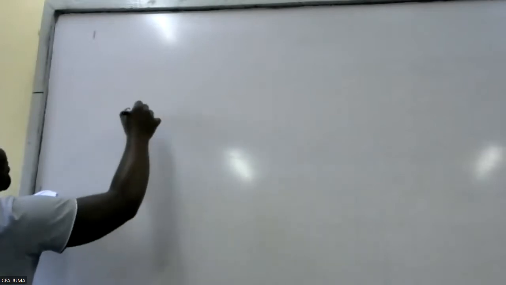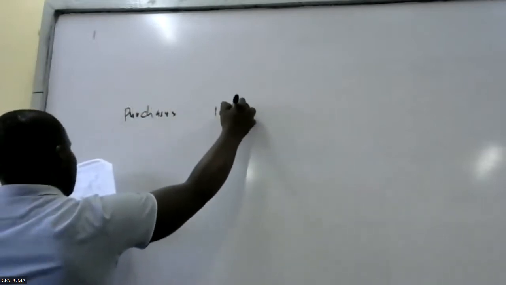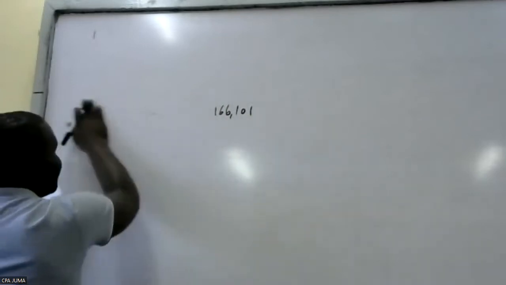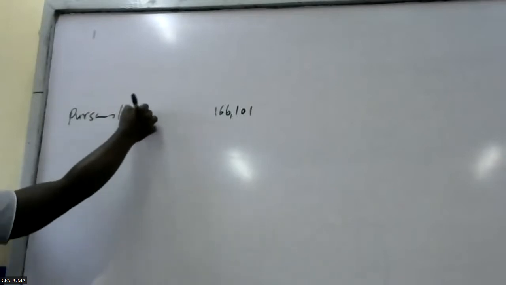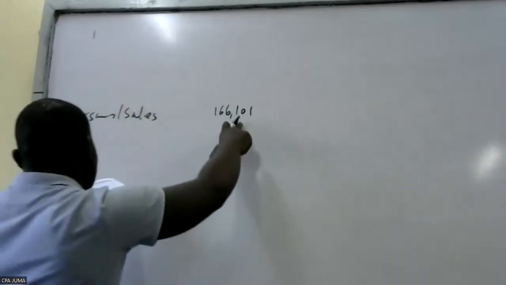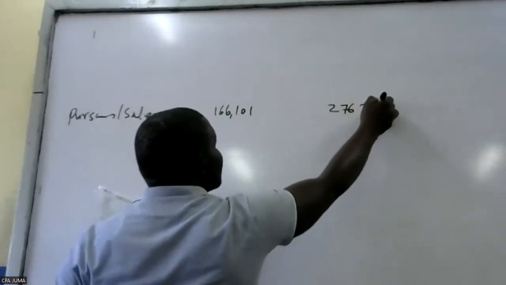Iko hivi. Purchases is 166,101. So iko hivi. Purchases, sales. 166,101. Then sales is the one which is 276,381.